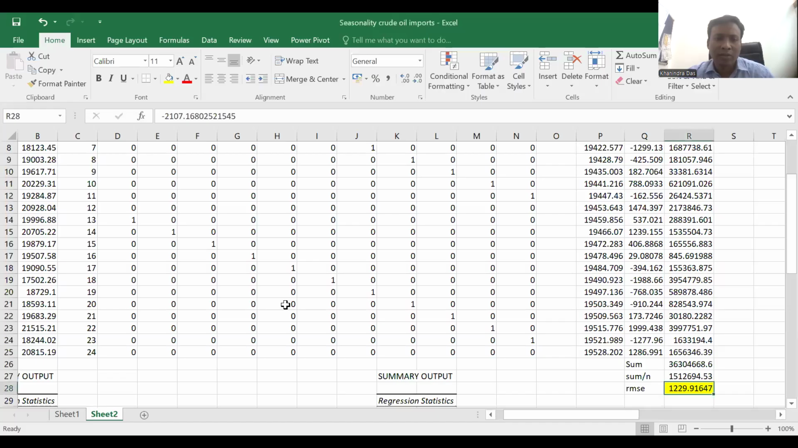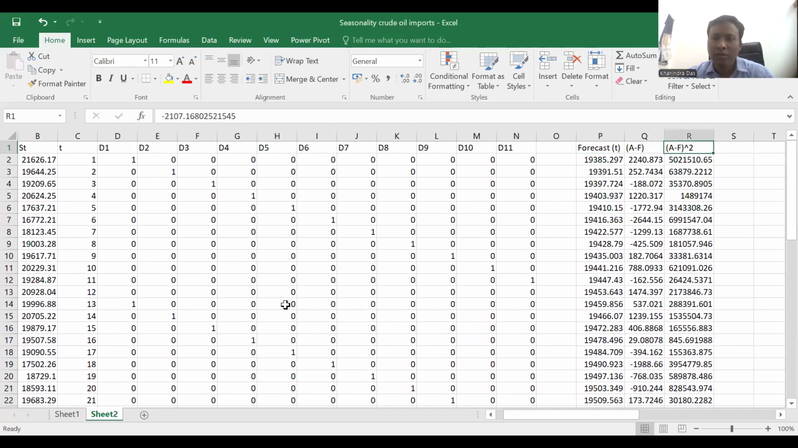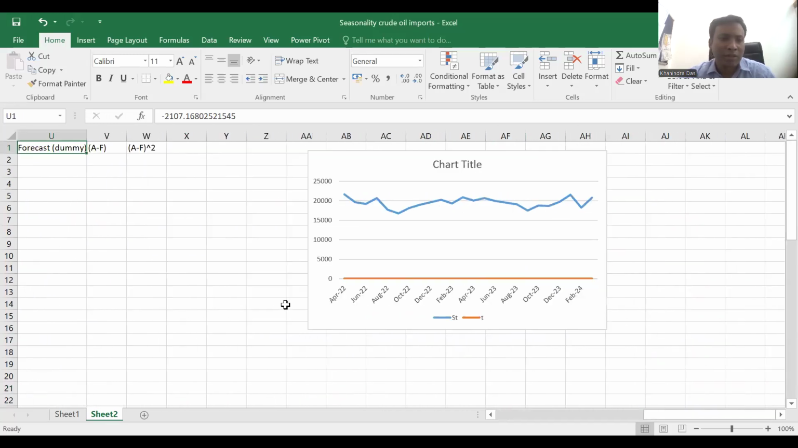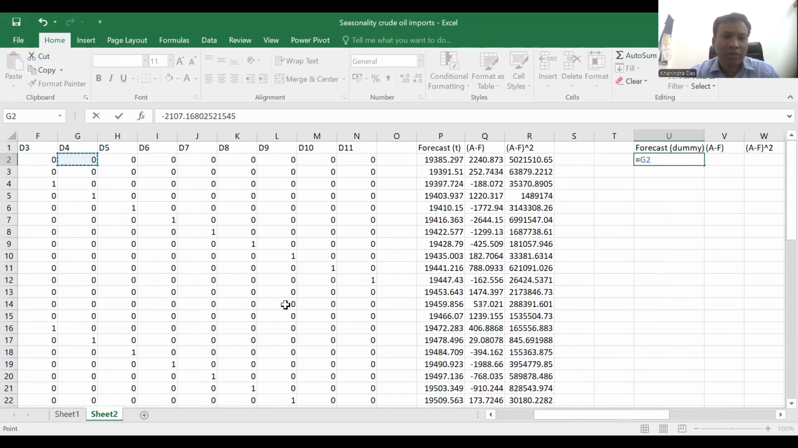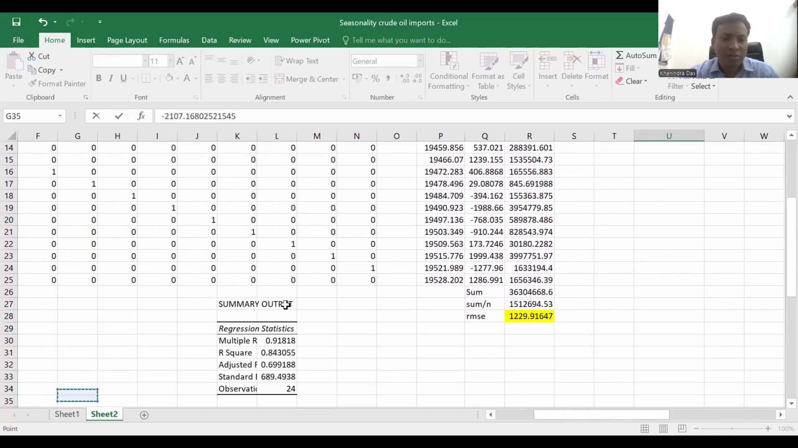So let's go to the Excel again. This time we have to do it on this side of the equation. Here we will forecast with dummy, and in the forecast with dummy there are 11 dummies. Okay, so the equation is equal to the constant term. So let's go down to the regression table.